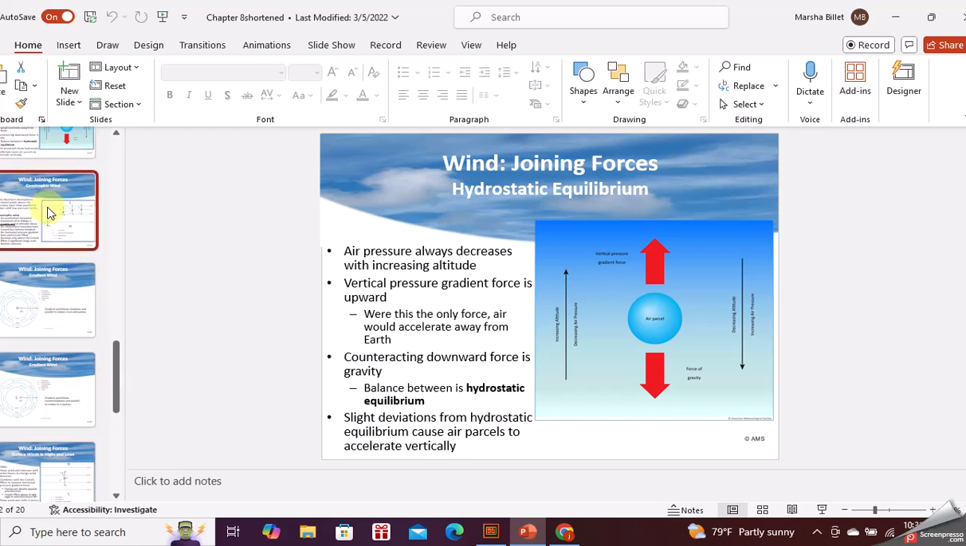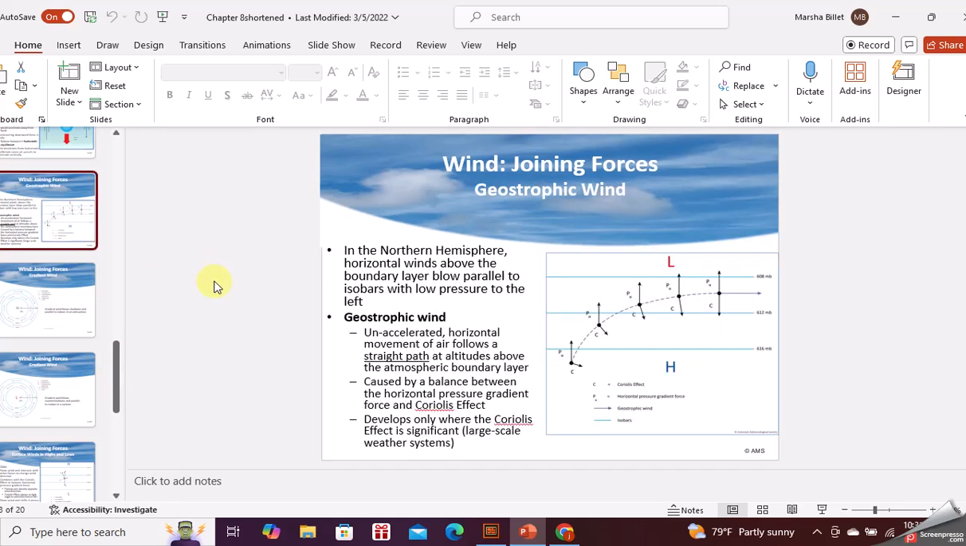There are a few types of wind. I'm just going to touch these quickly, but there's a geostrophic wind. Geostrophic winds flow when the air flows parallel to an isobar or a contour. What happens is there's a balance between the pressure gradient force and the Coriolis effect. There's only two forces involved, pressure gradient and Coriolis, and they cause the air to blow in a nice straight line parallel to the isobars or contours.